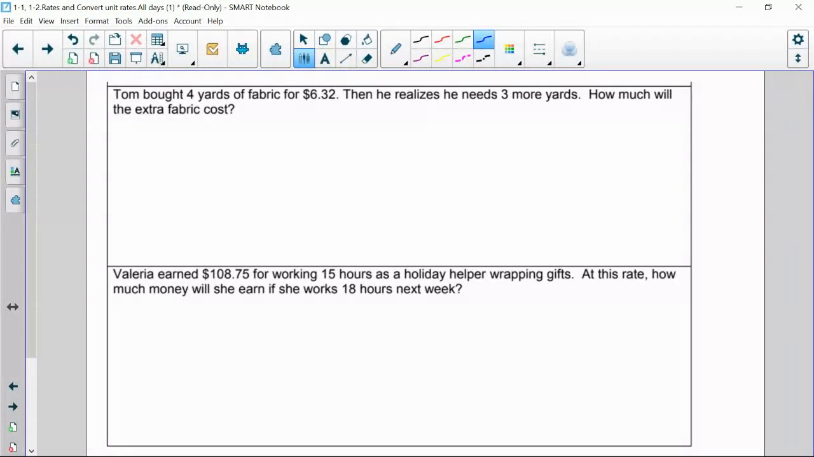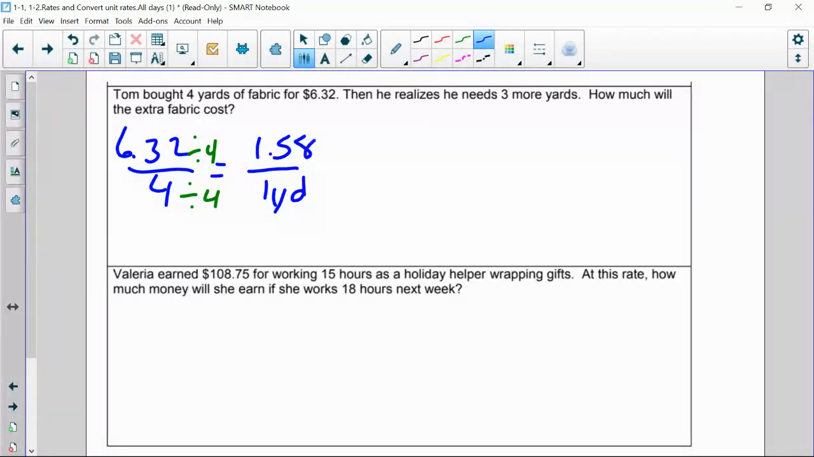So if we take our money and we're going to divide that by 4, that means we're going to divide both sides by 4 to get our unit rate for 1 yard. That's what we're looking for, our 1 yard. Okay. Well, if I take my 632 and divide it, I get $1.58. That's how much it is costing for 1 yard. But how many yards do we need? We need 3 more yards.